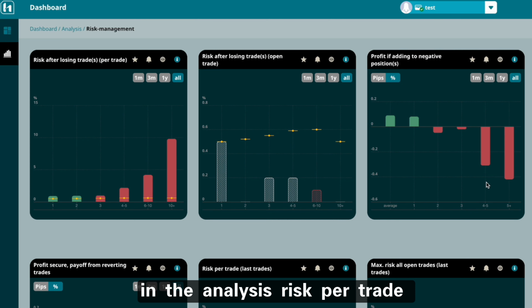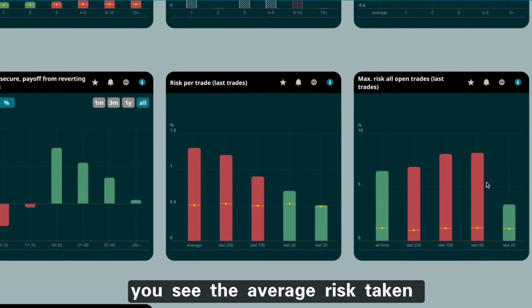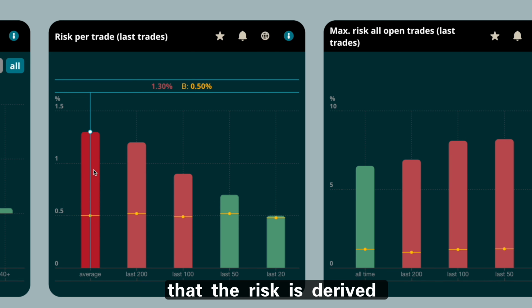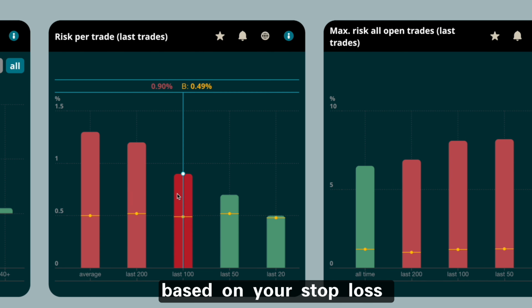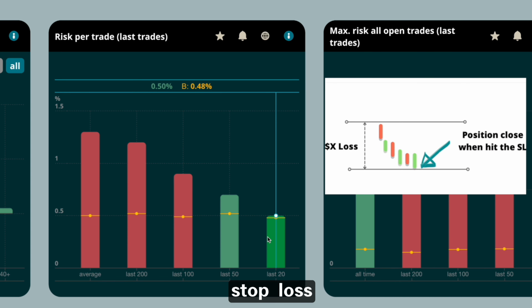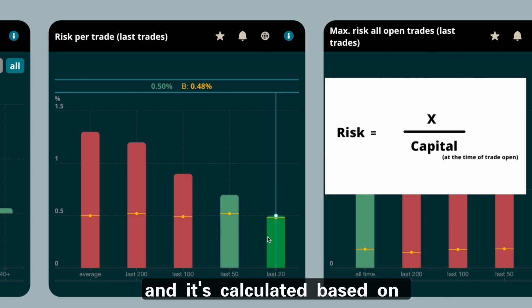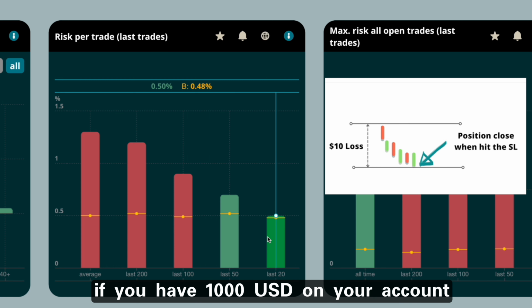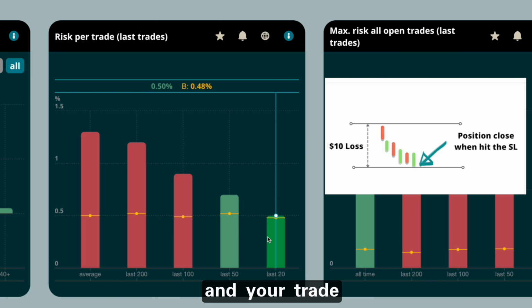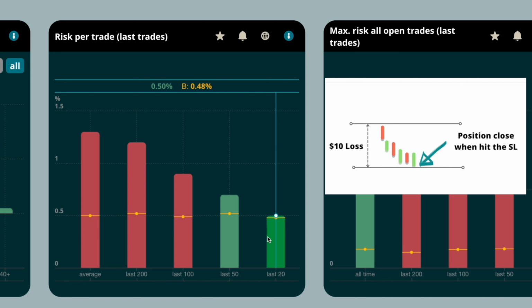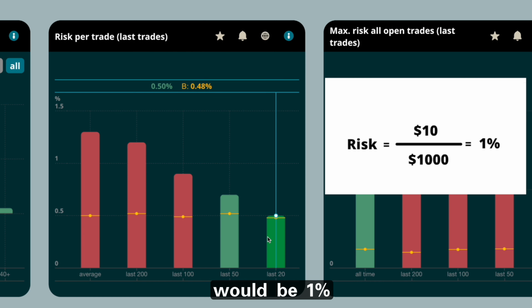In the analysis risk per trade, you see the average risk taken in your previous trades. Please note that the risk is derived based on your stop loss. The risk is based on the case that the trade will hit your stop loss and is calculated based on the capital you have on your trading account at the time of trade open. For example, if you have $1,000 on your account and your trade reaching the stop loss would yield a loss of $10, the risk of that trade will be 1%.